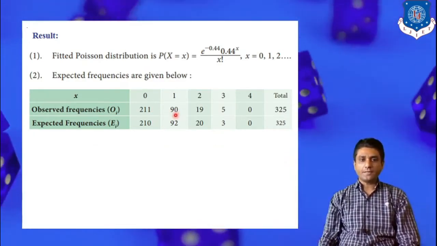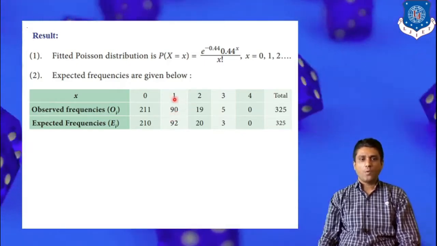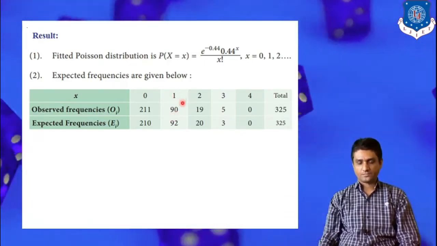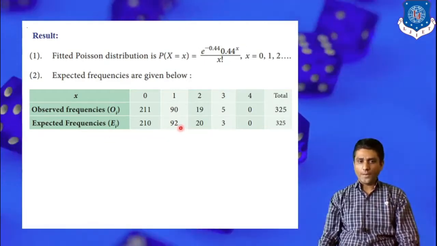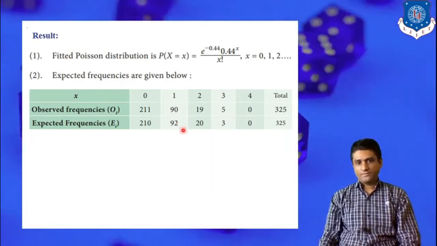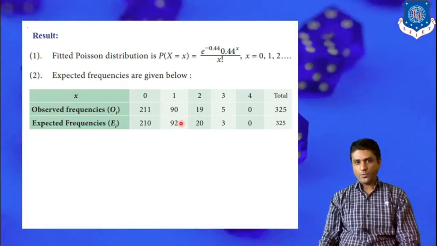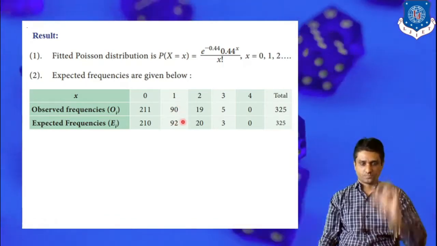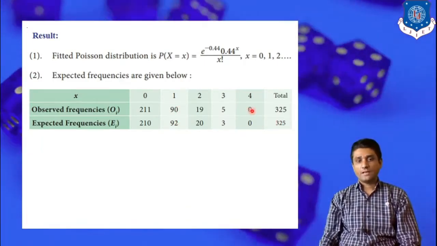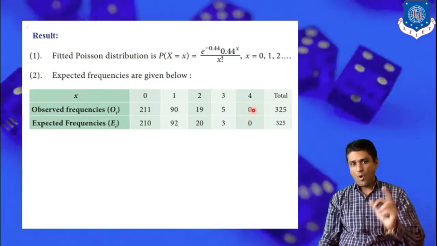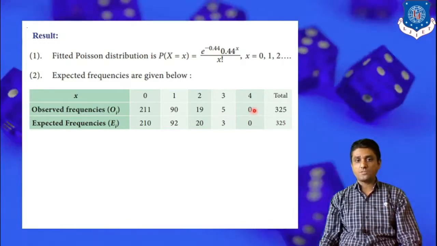The observed frequency tells that there are 90 pages where each page has one mistake. But the expected frequency tells that there are 92 pages instead of 90, where each page has only one mistake. So again, these are very near to the observed frequency. Same thing, the observed and expected frequency match.